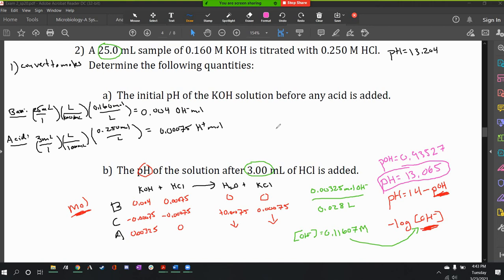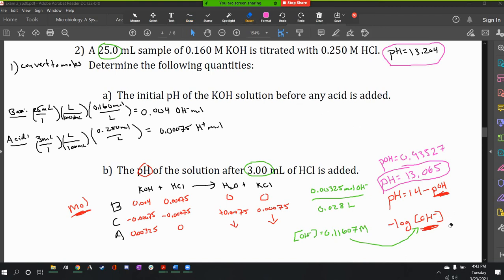And then we can stop and check: does that number make sense? Well, we came into this problem with a solution of just base that had a pH of 13.204. Then we added a small amount of acid to it, 3 milliliters of not super concentrated acid. So we would expect the pH to decrease a little bit, go towards acidic, and sure enough it did. It dropped from 13.2 down to 13.065. That's what we would expect if we added a little acid to the solution. So that's a good check. We're on the right track, moving in the right direction.